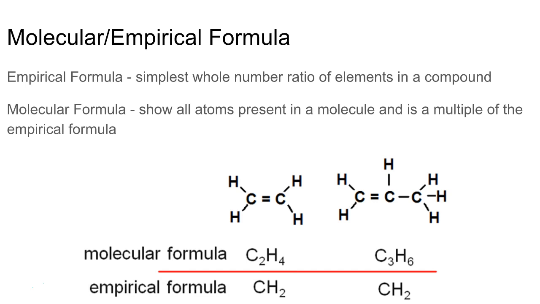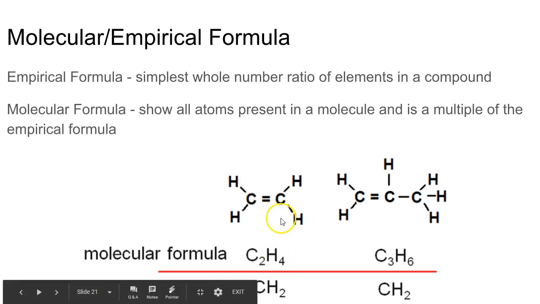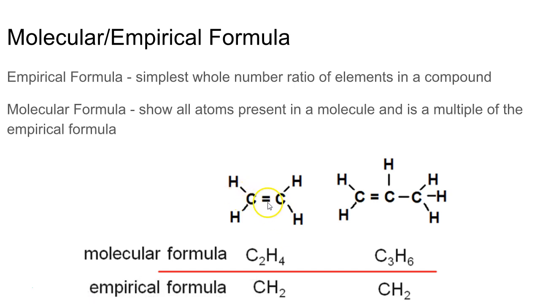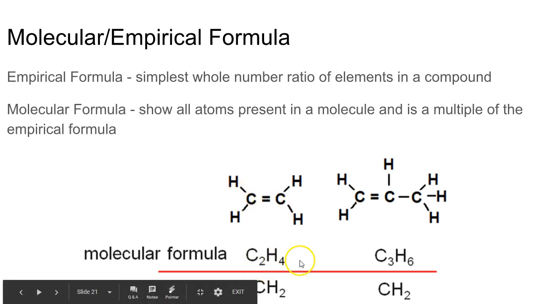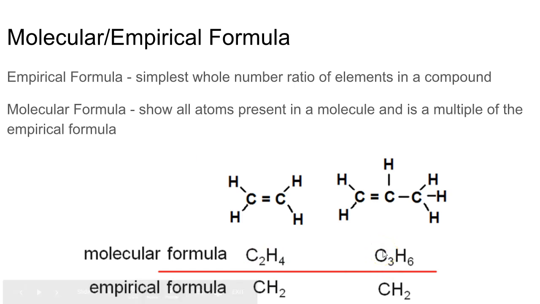We can have different molecular formulas that come from the same empirical formula. So here this is ethene. We have a carbon double bonded to a carbon, so we have C2H4. And here we have C3H6, but both of them have the base formula of CH2, or the empirical formula. The molecular formula, which is these right here, shows the actual atoms present in the molecule, and it's going to be a multiple of the empirical formula.